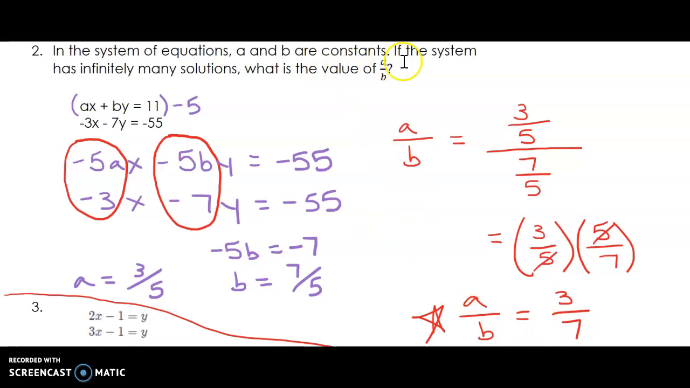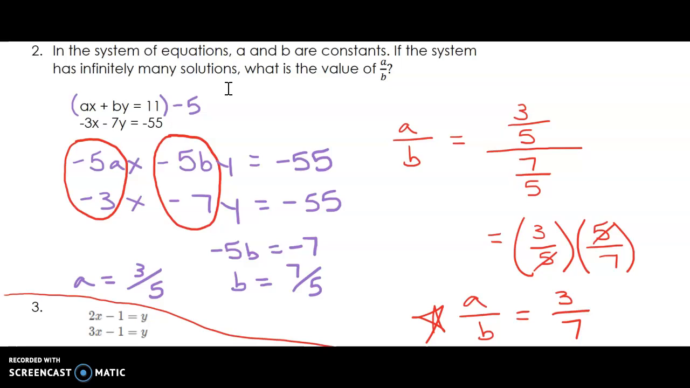The question tells us that this system has infinitely many solutions. These equations represent the same line. And so, did I have to do all this work? No. I could easily recognize that infinitely many solutions means that these equations represent the same line. And so I can just pull a over b from the second equation, that negative 3 over negative 7. Again, it is so important that we are working smart and not working hard.